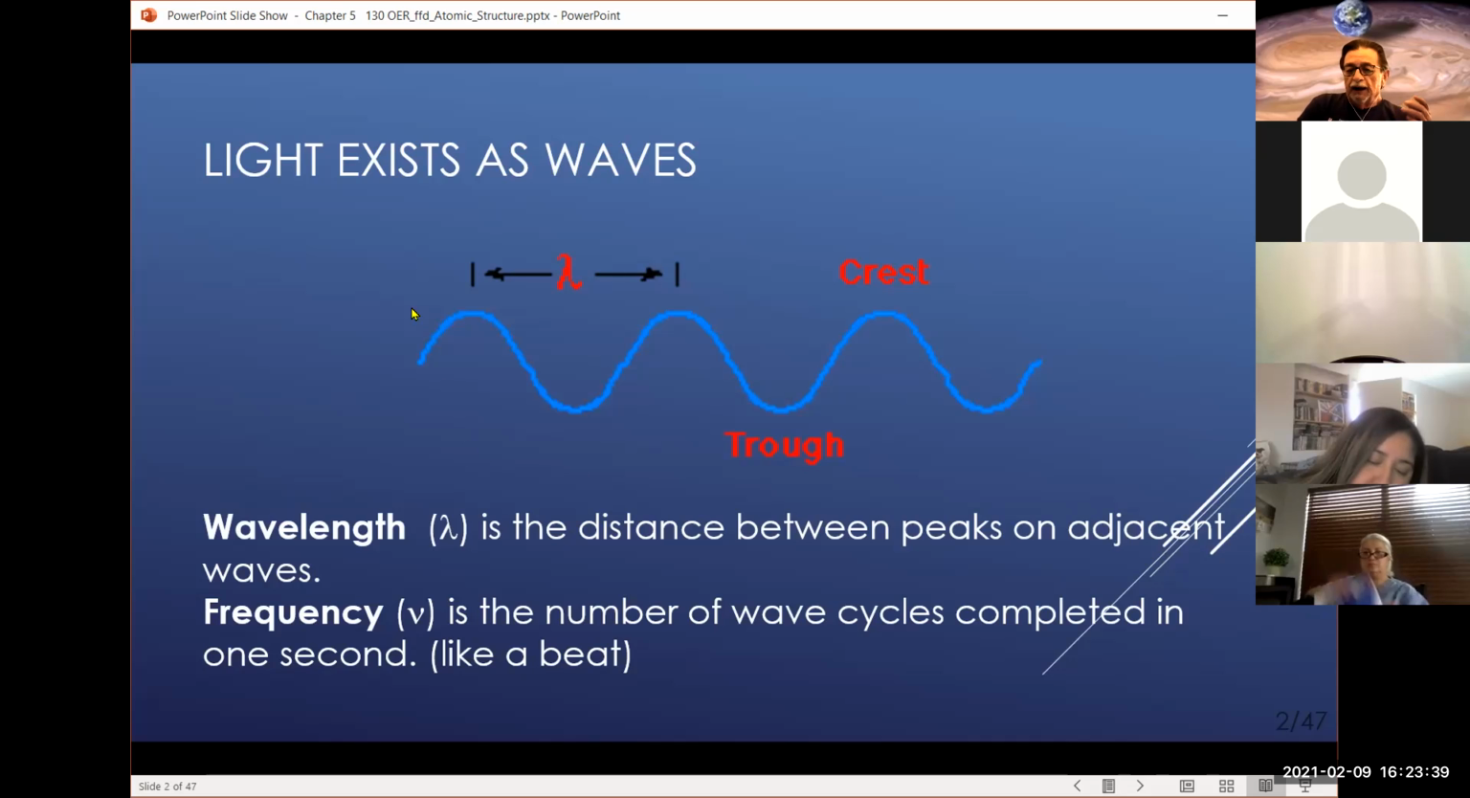Now, we have this red diagram here, the blue, that represents a wave.